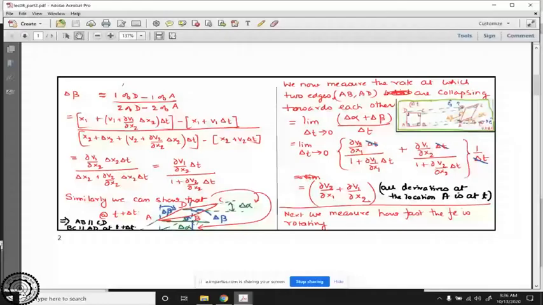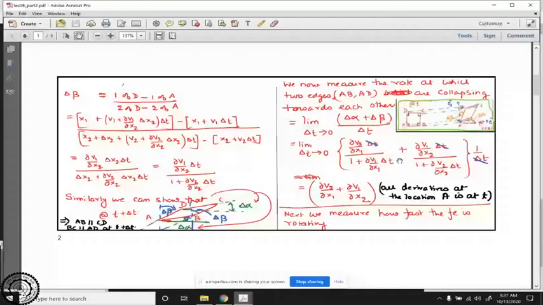They are collapsing towards each other. What is the rate at which they are collapsing towards each other in radians per second? That will be the limiting value, as delta t goes to 0, of delta alpha plus delta beta by delta t, right? The way I have drawn delta alpha and delta beta, we should add both the terms, divide by delta t, and that should tell me how fast AB and AD tend to collapse towards each other. Okay.